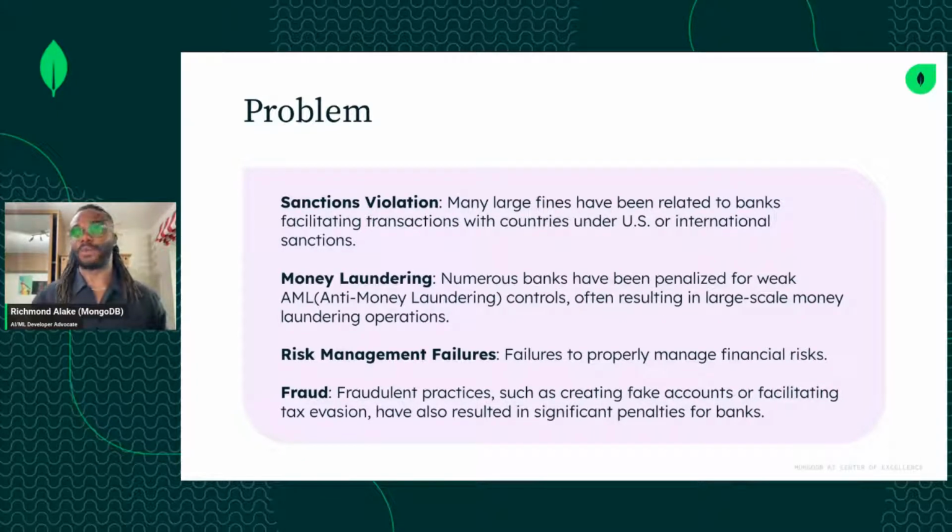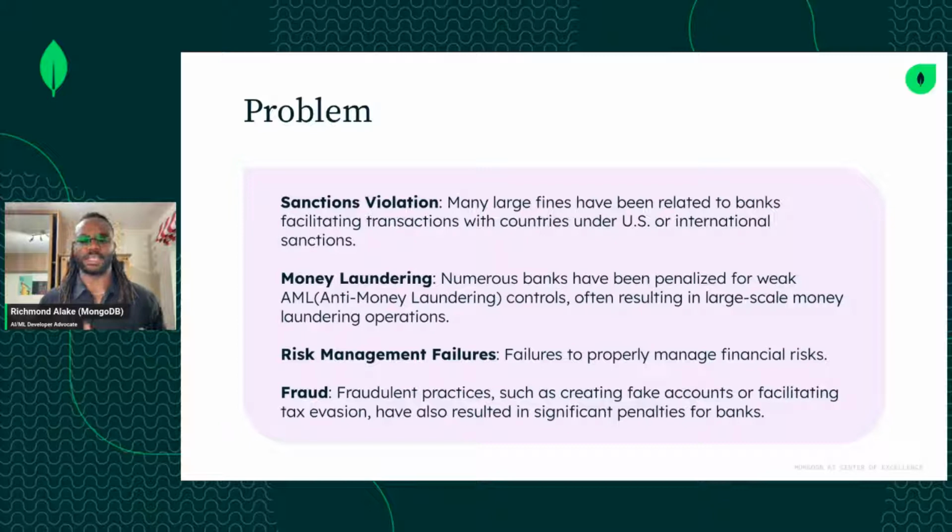For example, there are certain countries that, within the UK, you can't facilitate any international transaction with, and you can look up the list. This could be the same for your country as well. But also money laundering, risk management failures, and fraud. All of this costs a bank or any financial institution several millions a year.